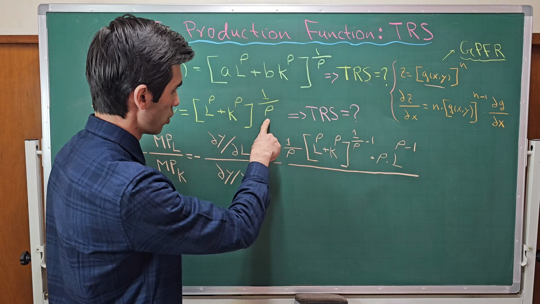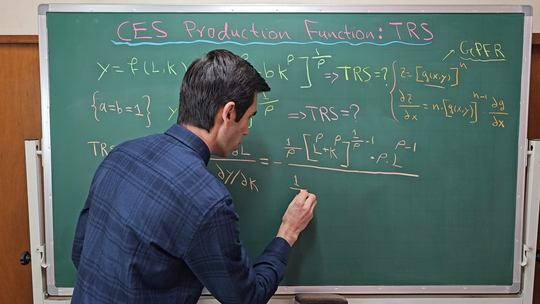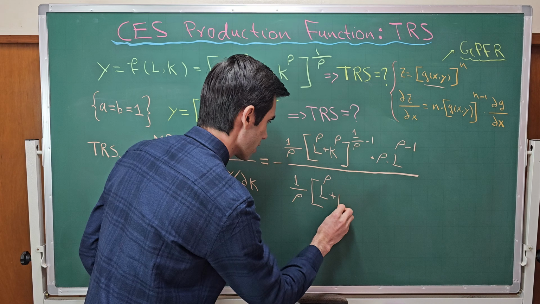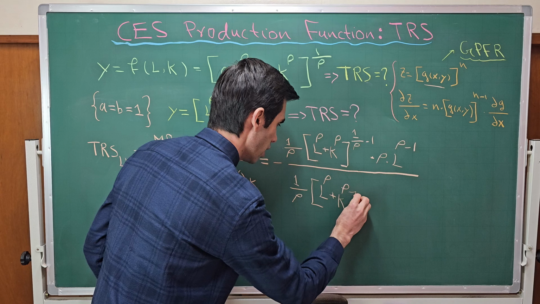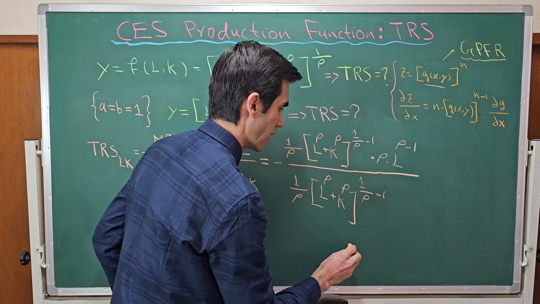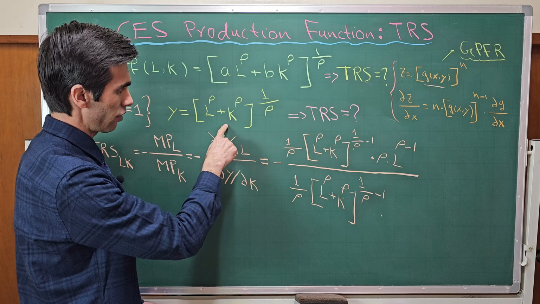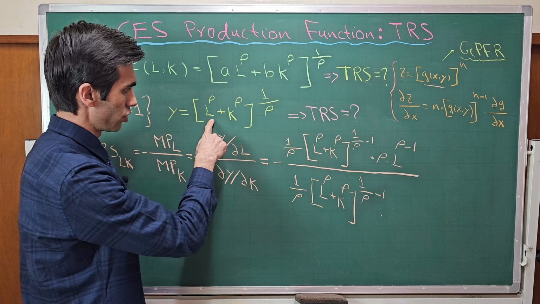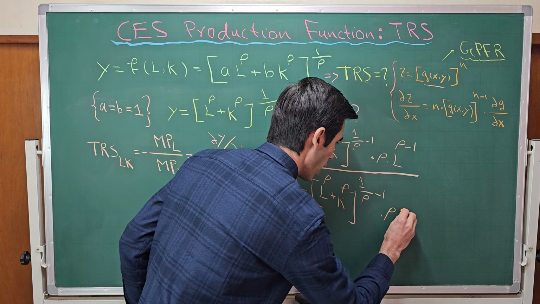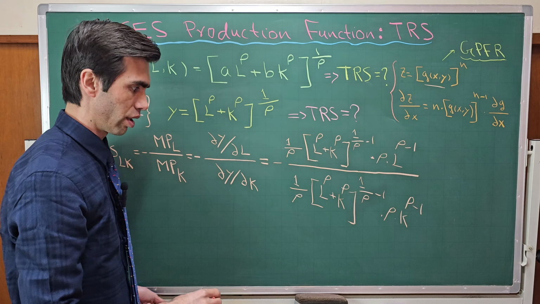We need to do the same thing for the derivative of y with respect to K, which is equal to 1/ρ multiplied by (L^ρ + K^ρ) to the power of 1/ρ minus 1, multiplied by the partial derivative of the inside function with respect to K. There's no K in the first term, only here, so it becomes ρ multiplied by K to the power of ρ minus 1.